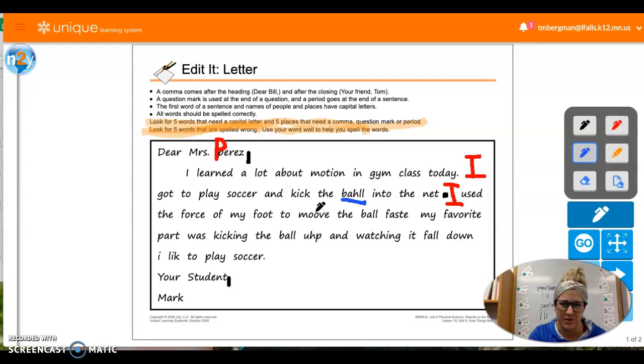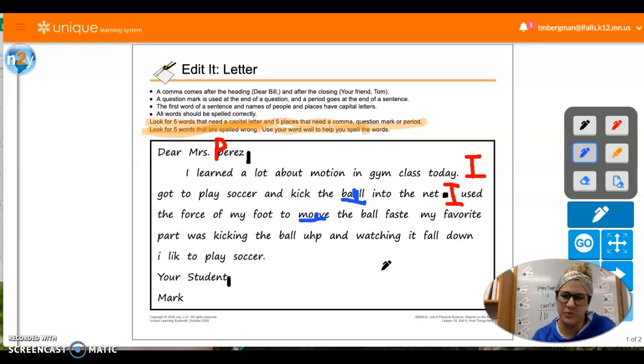So we don't need one of the O's. So can I just cross out one of the O's? Maybe I'll do that up here with this ball. I don't need this H. So move. We don't need that extra O. So I'm going to put another tally mark by our misspelled words. Okay, so we've got 3 punctuation, 3 capital letters, and 2 spelling errors so far.